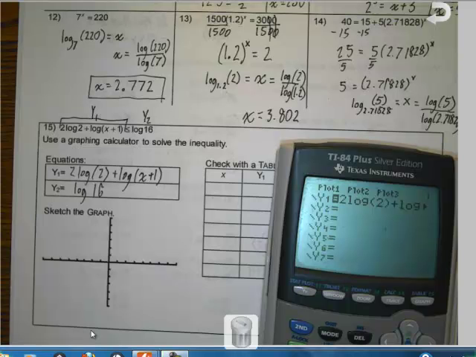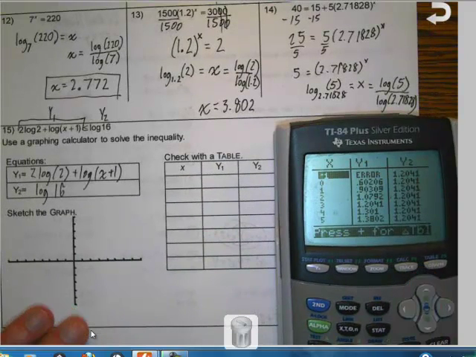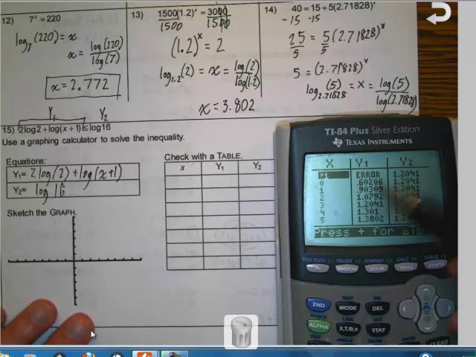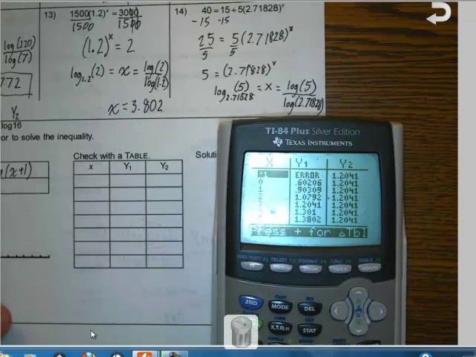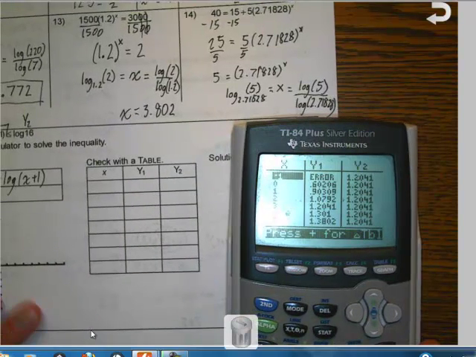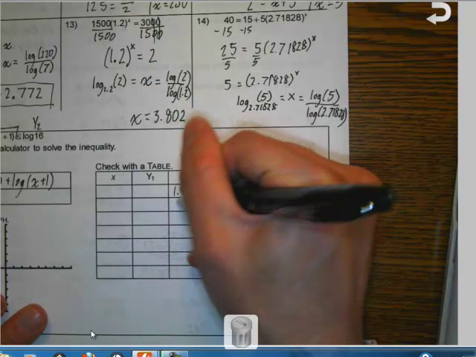And then the log of 16 is a value. The log of 16 is a constant. So when we go to our table, the best place to start is -1, and I will show you why. Because you have this error. That's an asymptote. If you look at your table, what do you notice about all the values of y2? They're the same. So we'll just make this 1.20 all the way down.